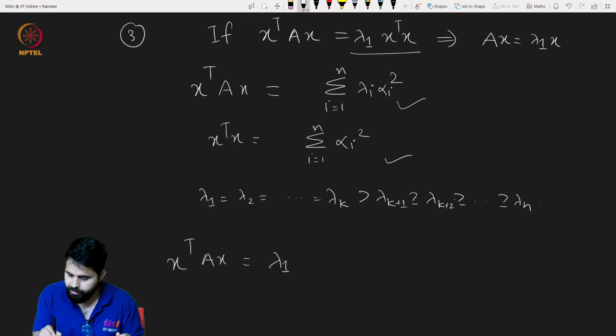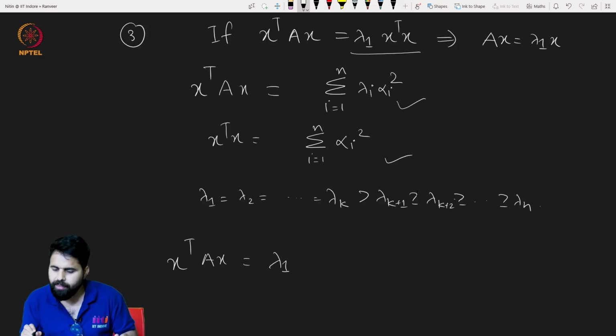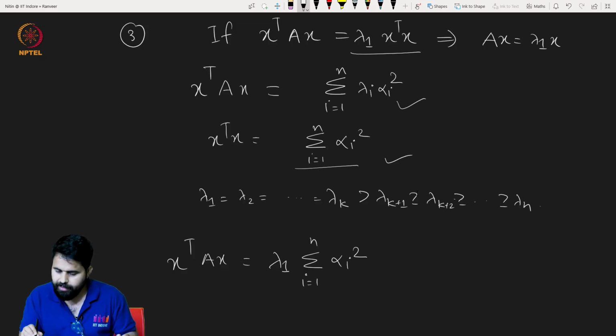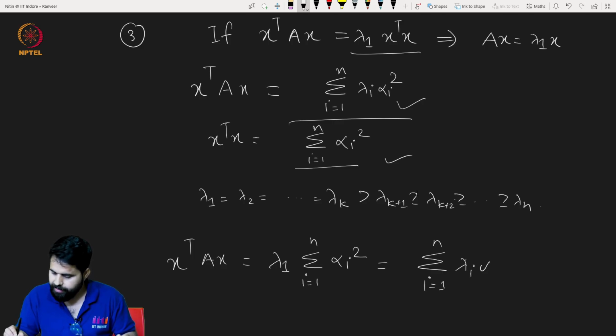It is given to us that this is nothing but lambda times x transpose x, and x transpose x we already know is equal to this. So basically this is the summation over i equal to 1 to n, and this is equal to the summation over i equal to 1 to n of lambda i alpha i square. What next? What conclusion can we derive from here?